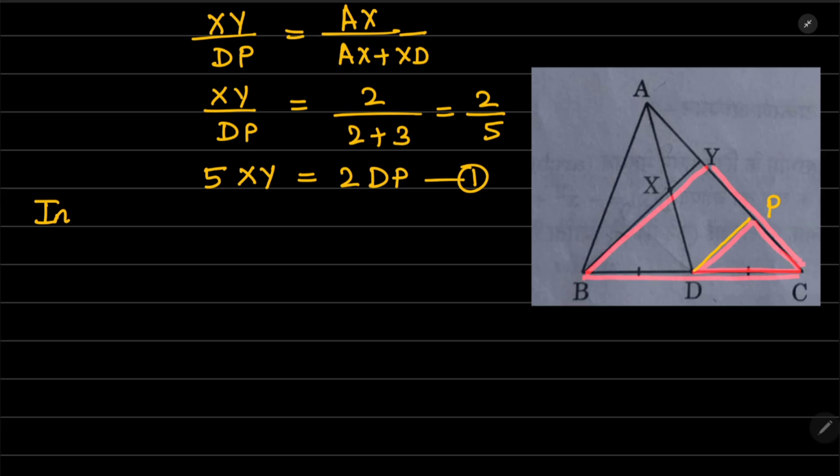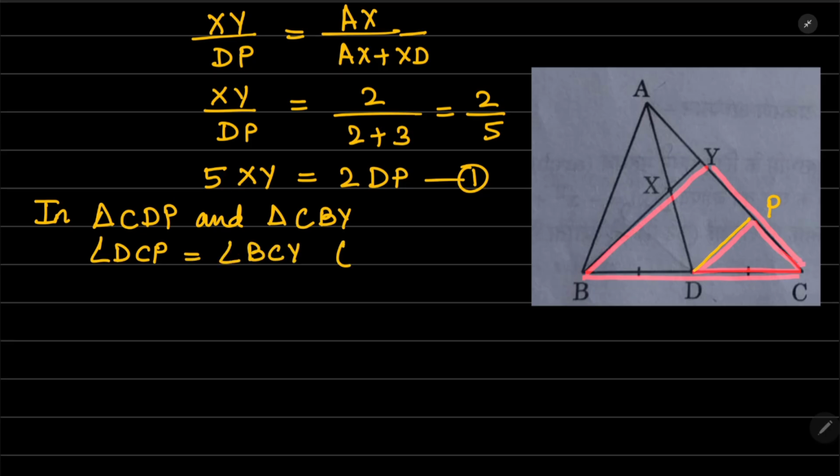Now again, let me write the names. So in triangle CDP and triangle CBY, let's do the same thing. Which one? There's one common angle and one corresponding angle. So which is the common angle? Angle DCP is equal to angle BCY. The reason is these are common angles.